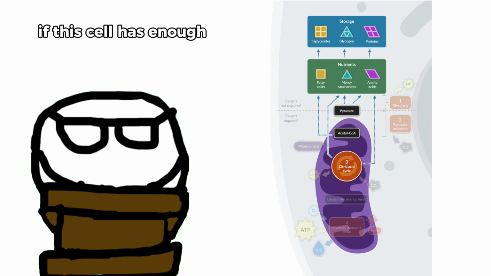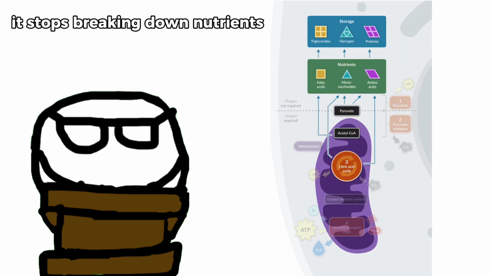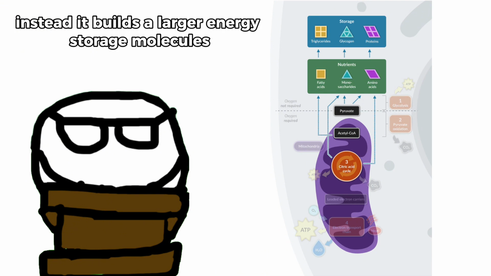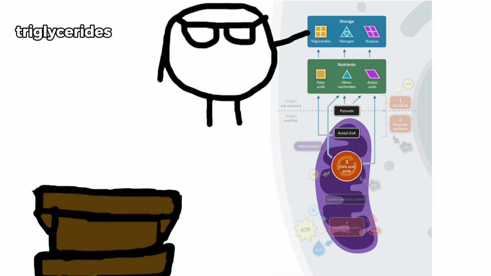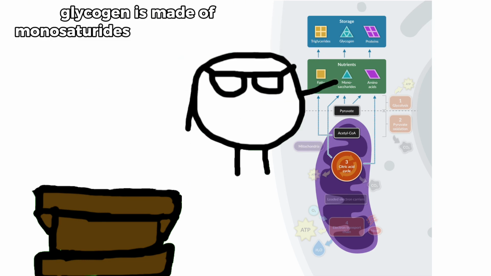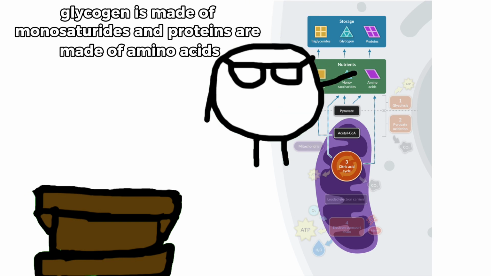If the cell has enough ATP, it stops breaking down nutrients for energy. Instead, it builds larger energy storage molecules. Triglycerides are made of fatty acids, glycogen is made of monosaccharides, and proteins are made of amino acids.